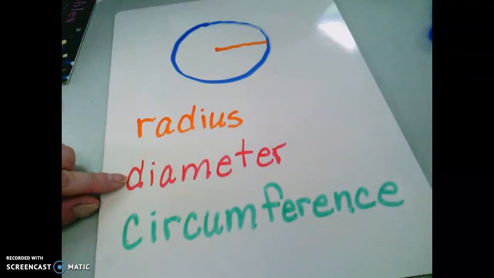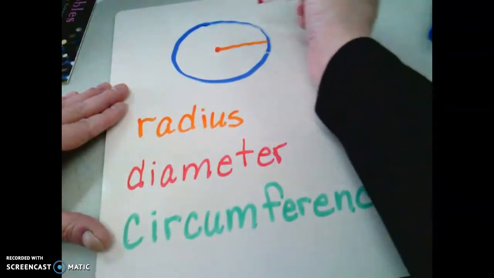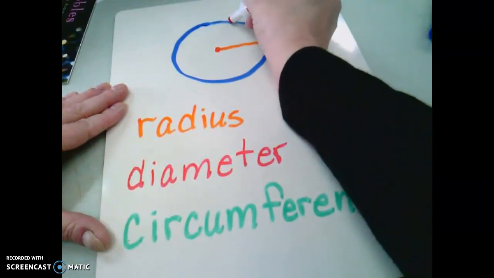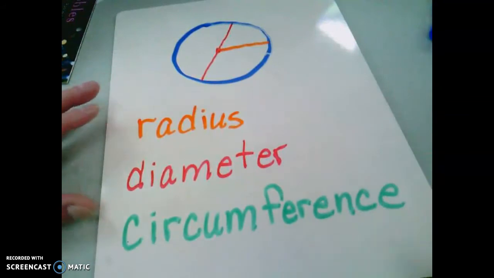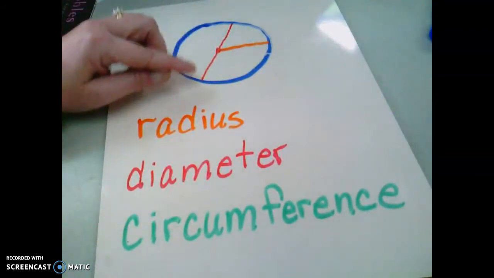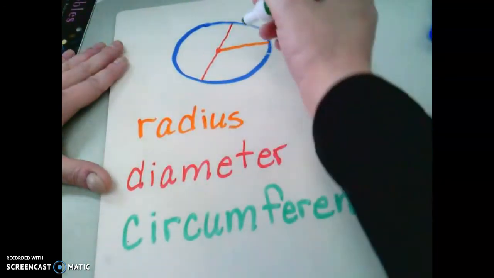The diameter is different. It goes through the center point, but it goes from one side of the circle through the center point to the other side. That's the diameter. And then circumference.